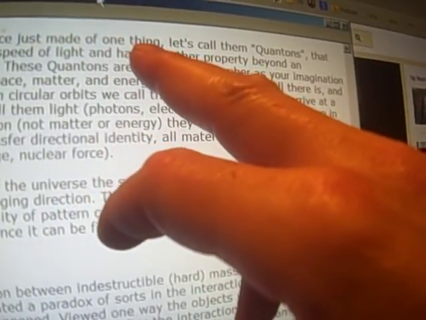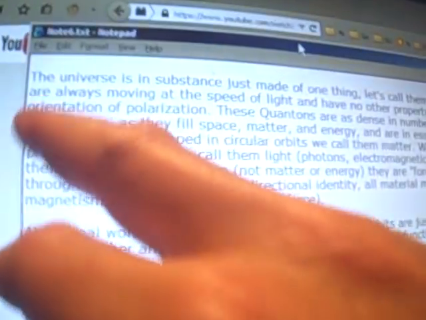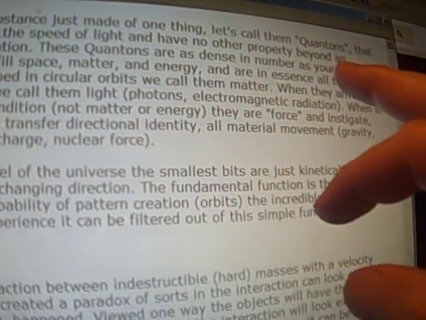Anyway, the universe is in substance just made of one thing. Let's call them quantons. That's the word I've decided to use. It's like a new quantum mechanics, always moving at the speed of light and having no other property beyond an orientation of polarization. The argument is that there is a fundamental atom, a fundamental bit, a domino, a checker, and there's a checkerboard, and that's it. It's a really simple mechanism at its core, and the complexity is just a complexity of arrangement. We'll get to that.